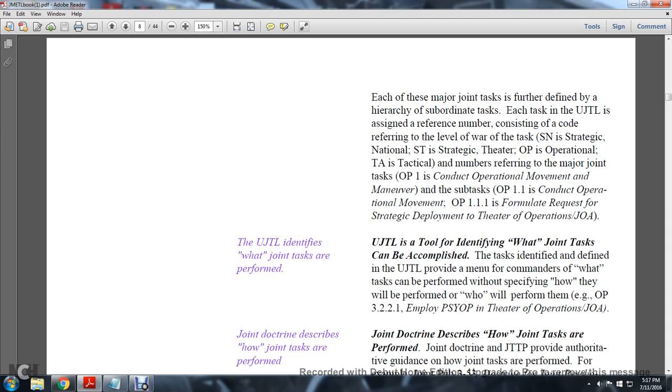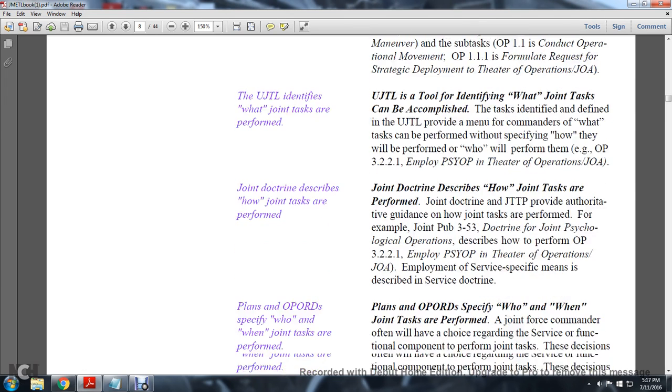Operational task 3.2.2.1, employing PSYOPs in theater operation and joint operations area. Joint doctrine describes how the joint tasks are performed. The joint doctrine and the JTTP provide authoritative guidance for how joint tasks are performed.